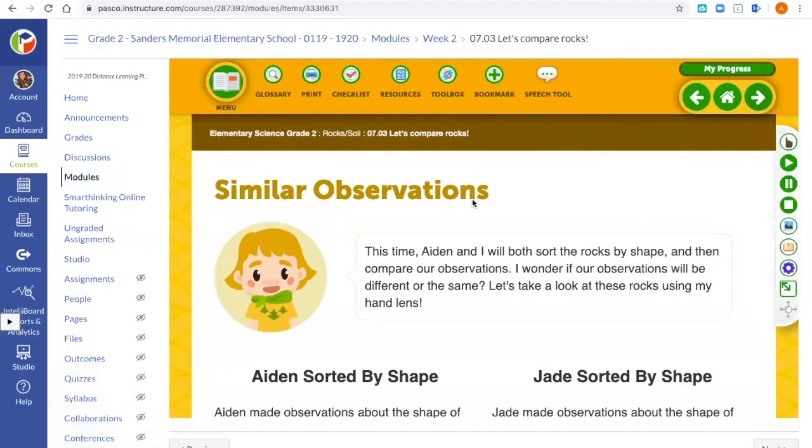Similar observations. This time, Aiden and I will both sort the rocks by shape and then compare our observations. I wonder if our observations will be different or the same. Let's take a look at these rocks using my hand lens.